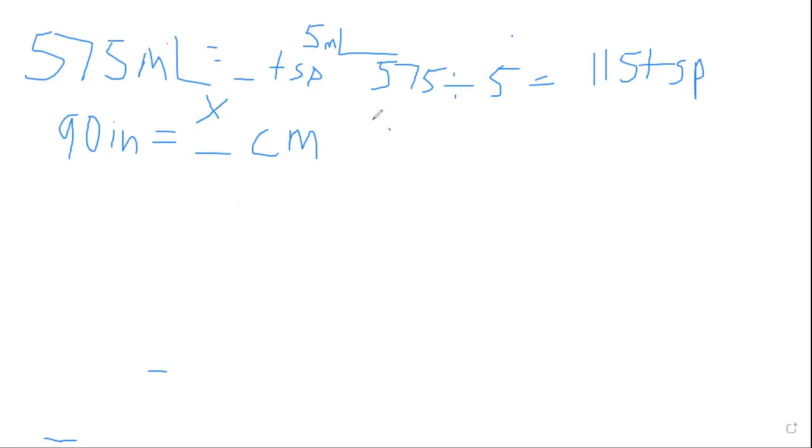Okay, so we're going to take 90 times 2.54, because that's what our centimeter is equal to. Every inch is equal to 2.54 centimeters. And I got 228.6 centimeters.